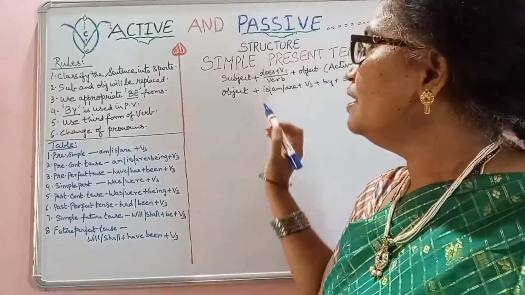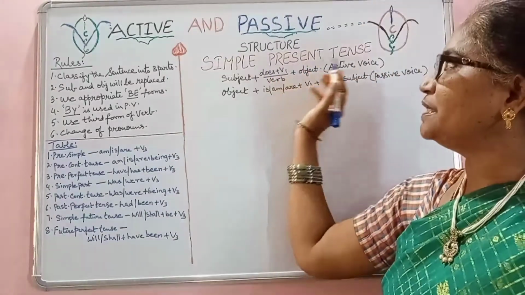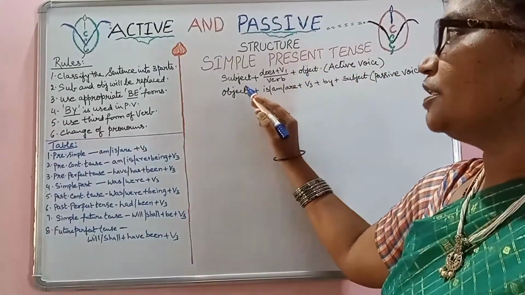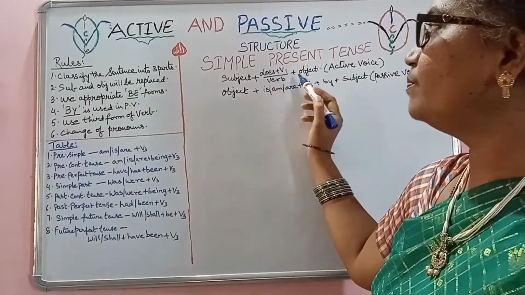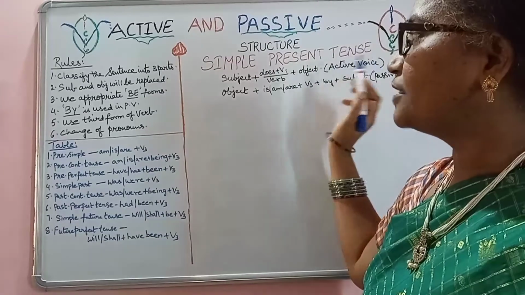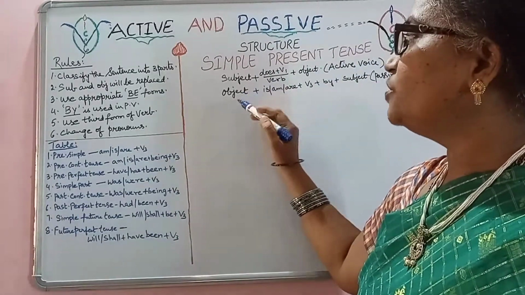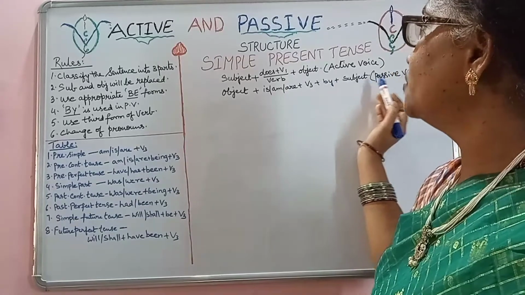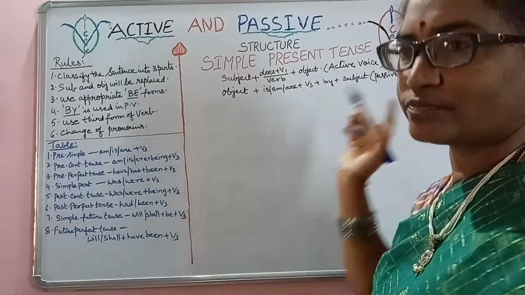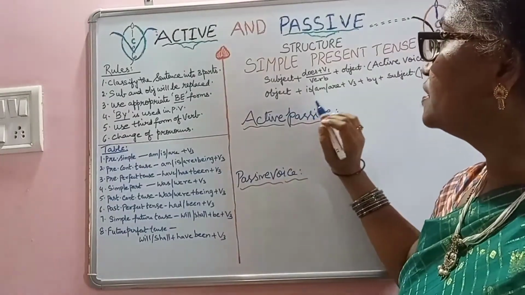Now let's learn. This is the structure of a simple present tense, and see the structure here. Subject plus does plus V1 plus object is an active voice, and object plus is/am/are plus V3 plus by plus subject is a passive voice. This is an example of simple present tense.